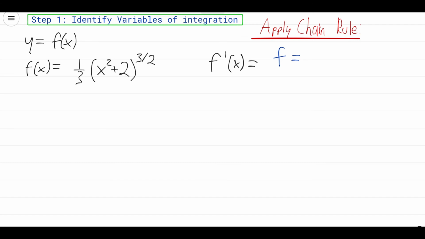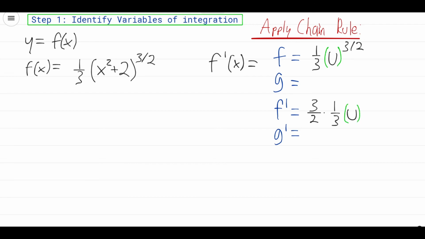Anyways, for the chain rule of a single variable function, we have f, g, f prime, and g prime. Let's set these up. Our outer function is 1/3 times u raised to 3/2, where u is the inside term. The derivative of this would be 3/2 times the constant of 1/3 times u raised to 3/2 minus 1, which is 1/2. And we see that these threes will cancel each other out. For our g, the inside term, g is equal to u, which is x squared plus 2. Thus our g prime, when we take the derivative with respect to x, is simply equal to 2x.